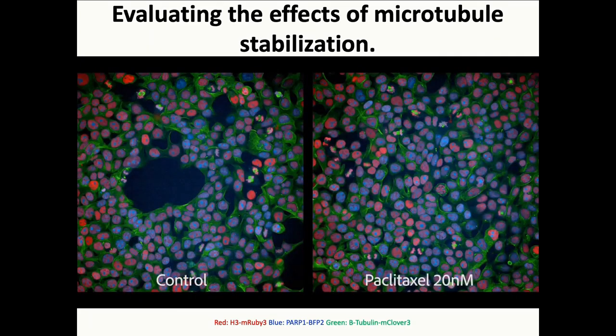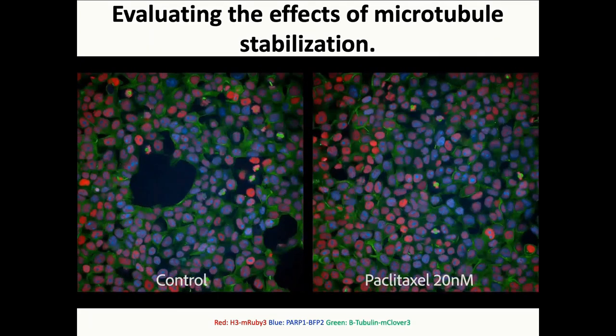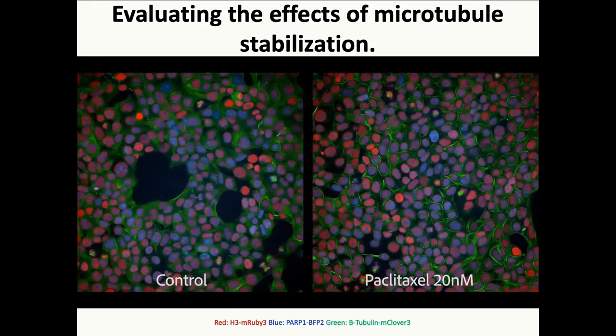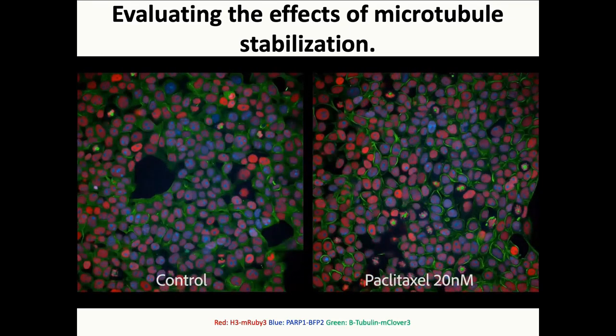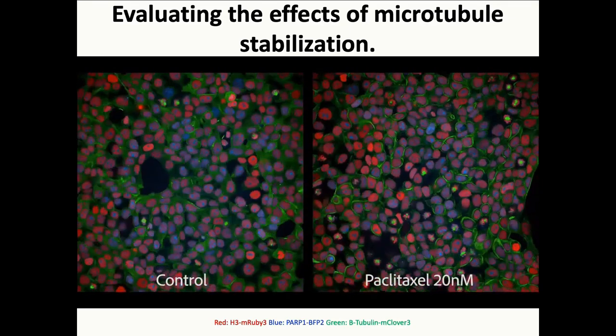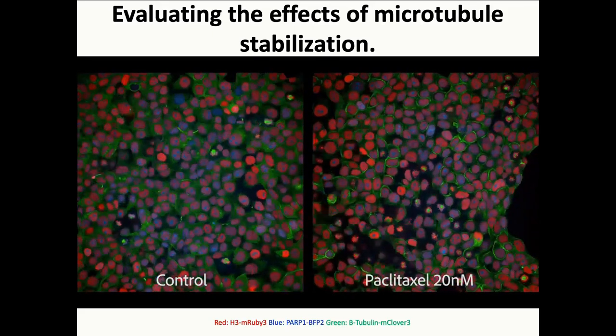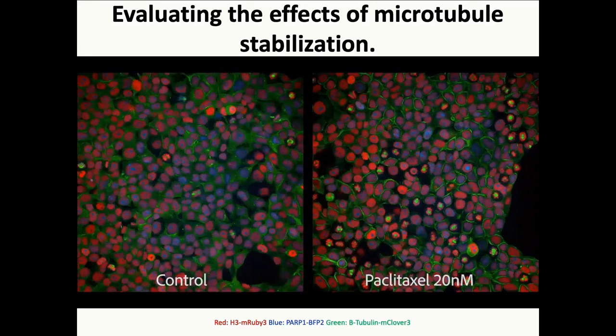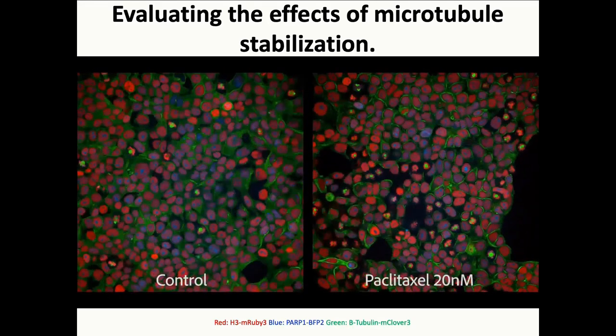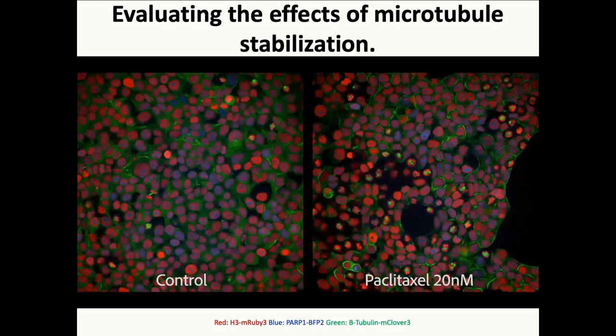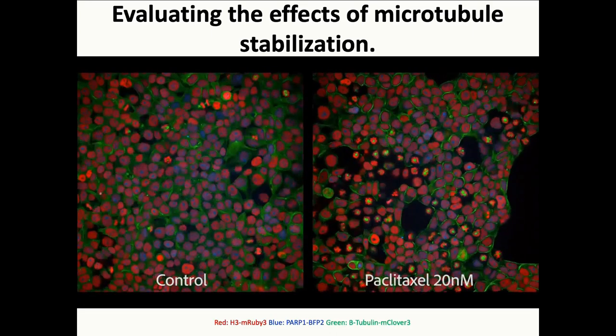Here we have another example of cells that were treated with a compound that stabilizes microtubules, and you can see how the treated cells enter into mitosis and they cannot exit mitosis because tubulin is essential to complete that process, and tubulin is being inhibited in these cells. And these cells eventually will die from apoptosis as well.